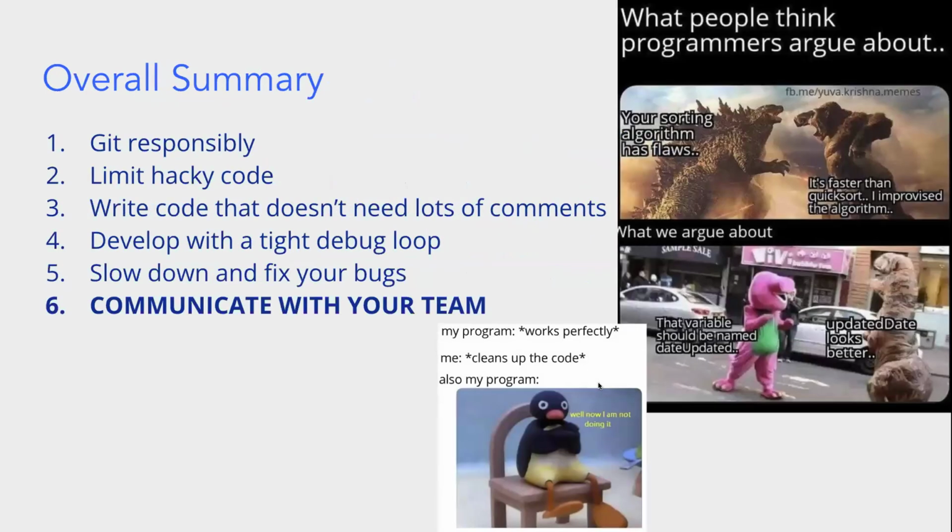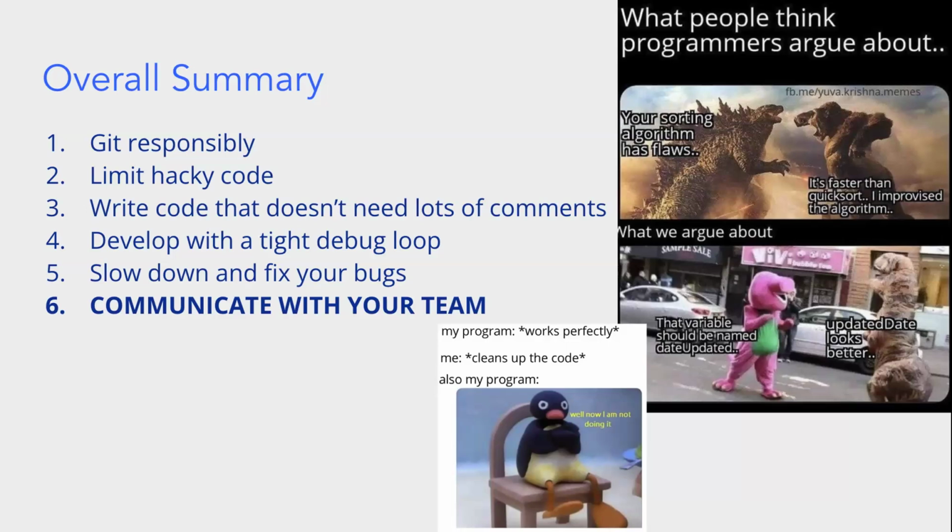Okay, so an overall summary on how to code good. Number one, Git responsibly so that your teammates don't hate you. Number two, limit the amount of hacky code that you have. And three, write code that doesn't need a lot of comments. We're not saying don't write comments, because sometimes comments are necessary, but try to name your variables and functions in ways that are more self-explanatory, such that you don't need too many comments.